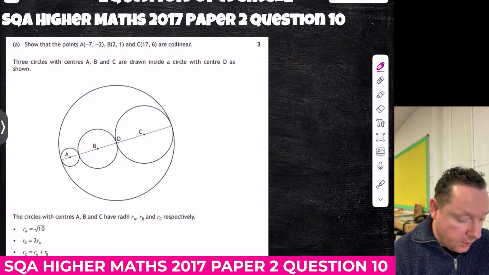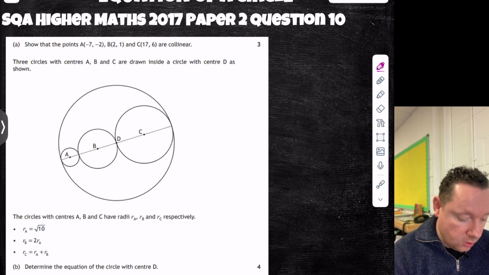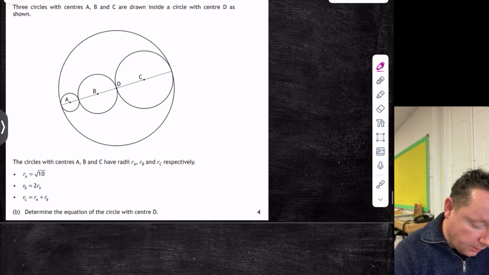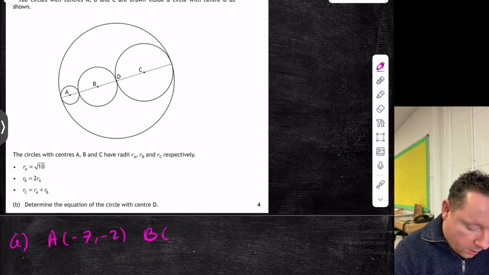It says show that points A, B, and C are collinear. And then it says they're drawn inside a bigger circle, and it tells you some radiuses. You have to determine the equation of the bigger circle with centre D. So let's tackle part A first, collinearity. For part A, we've got A is -7, -2. We've got B is 2, 1. And we've got C is 17, 6.